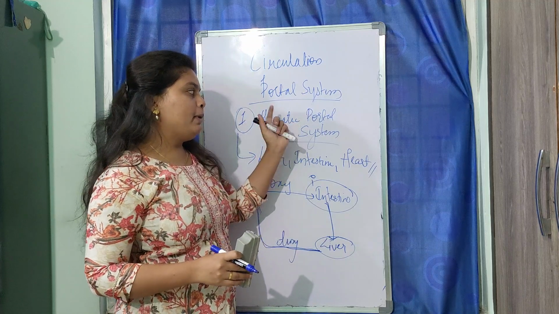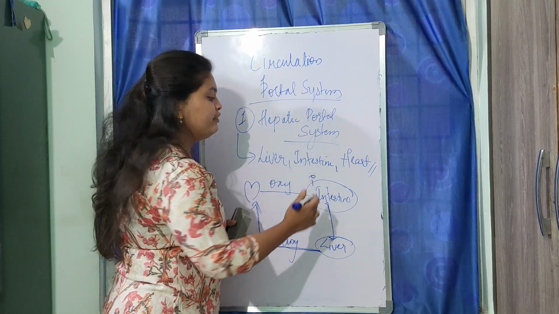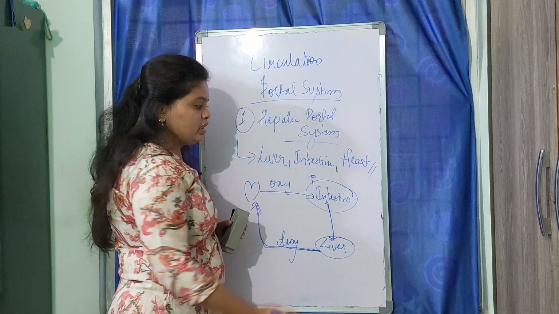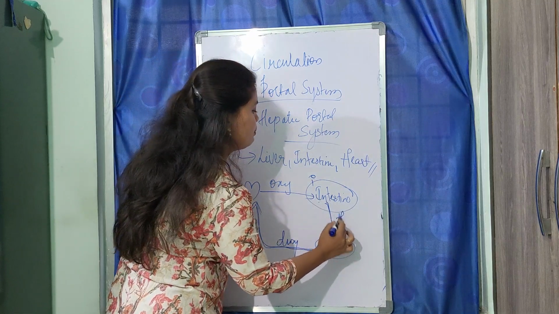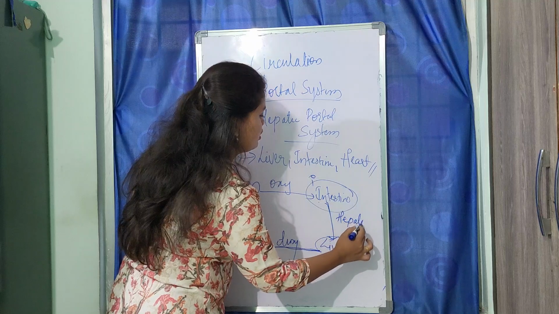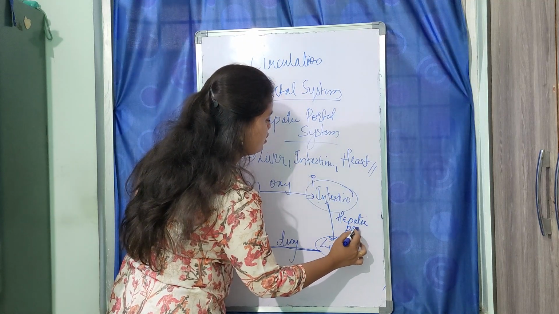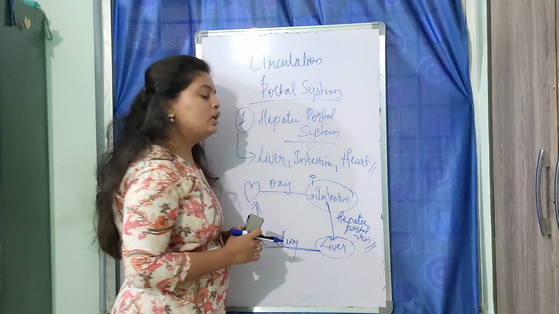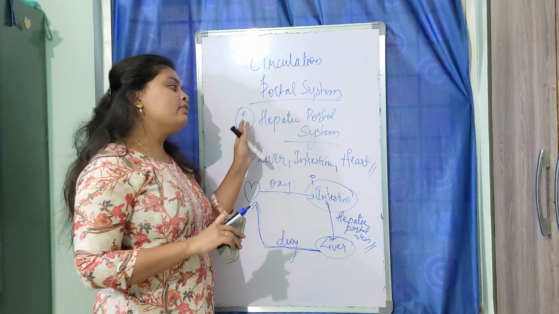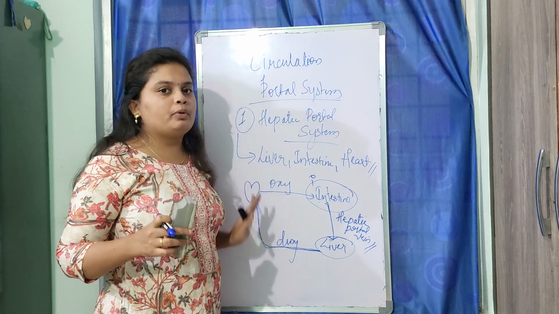about the hepatic portal system, and the vein that is responsible for transport of blood from the intestine to the liver is called the hepatic portal vein. I hope everything is clear about the hepatic portal system.